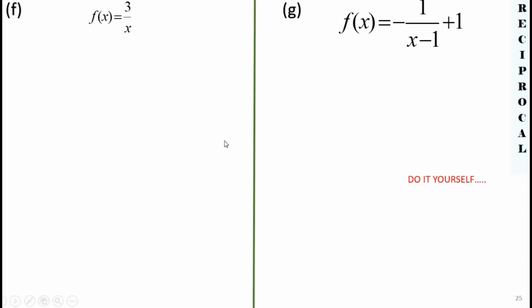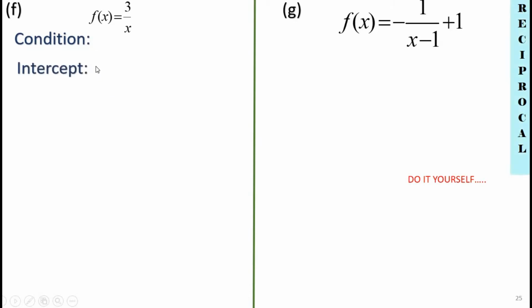Okay, now let's look at this function. This is a reciprocal function. I'll show you this one, and you have to do the other one on your own. You have f(x) is equal to 3 over x. This is special because you have to consider the condition of this function. So what is the condition?